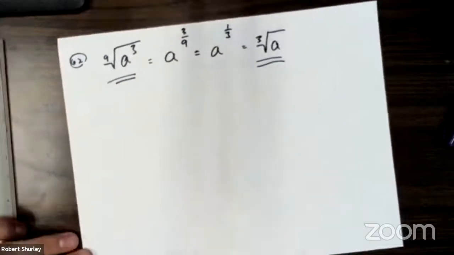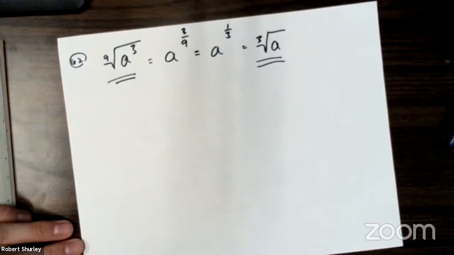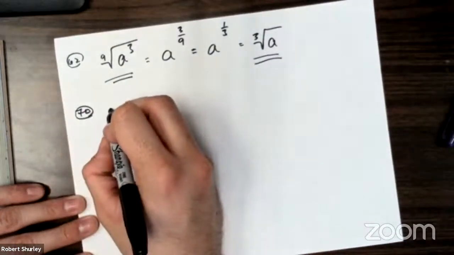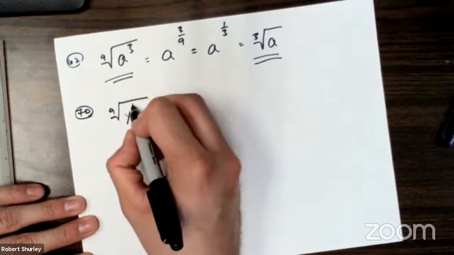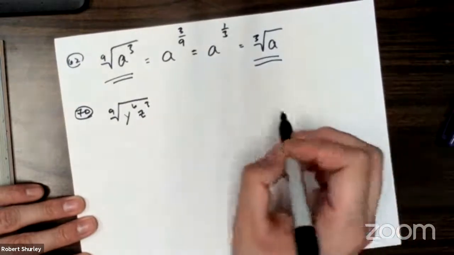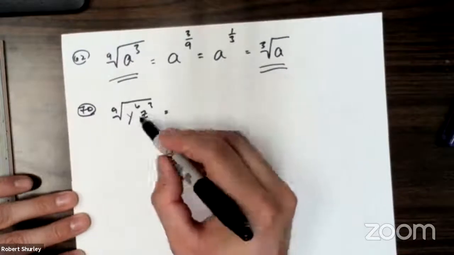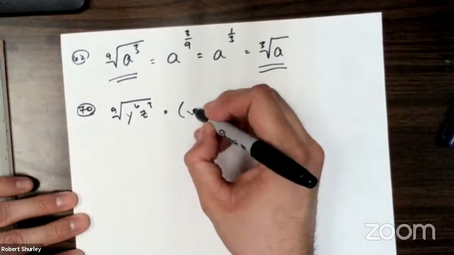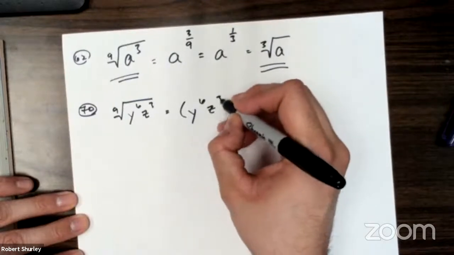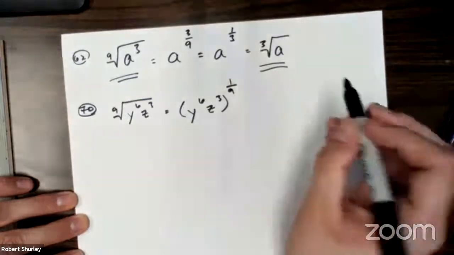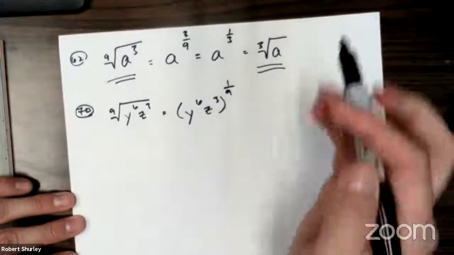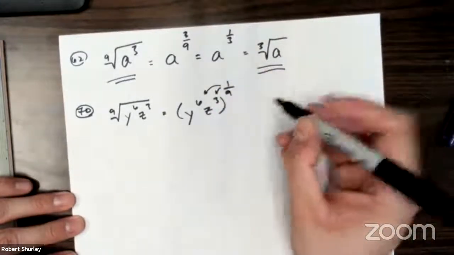So like if we looked at, let's look at 70. 70's got the 9th root of y to the 6th z cubed. So again, they want us to write this as an exponent. So it's going to be, okay, let's think about this. This would be y to the 6th z cubed raised to the 1/9, right? Because it has two variables, I'm going to just raise it to the 1/9 first and then distribute it through.